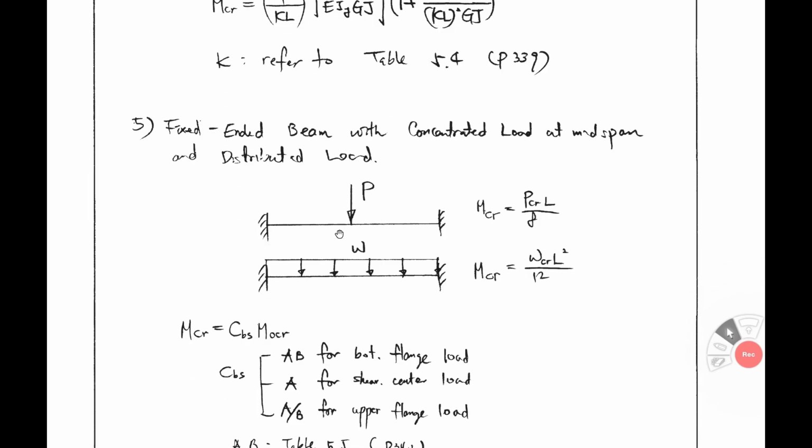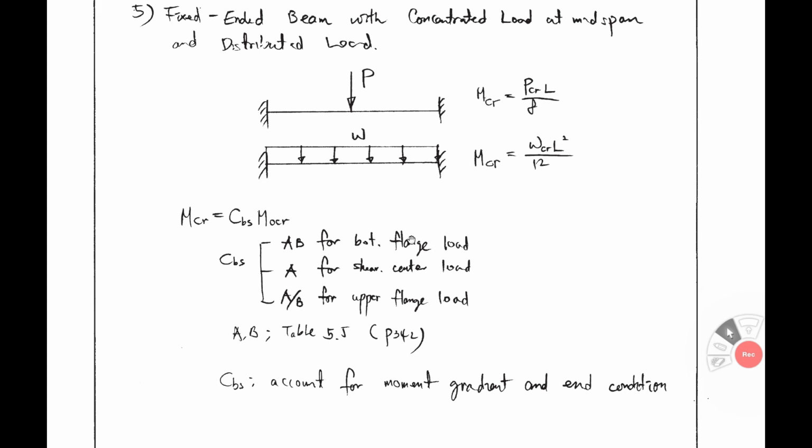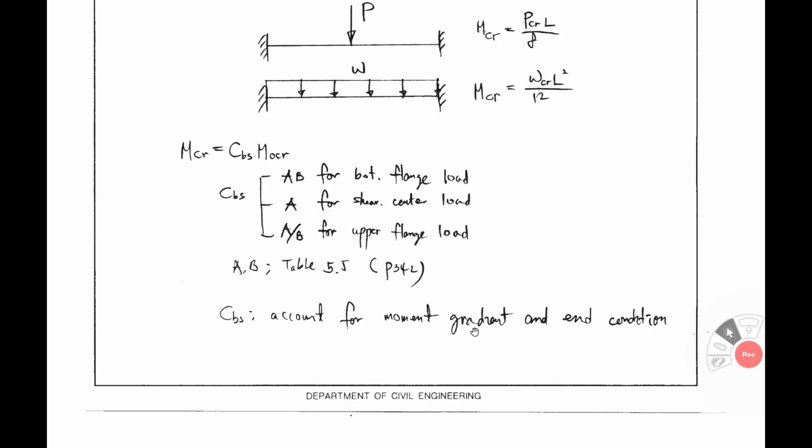How about the fixed end beam with concentric load and distributed load? MCR equal PCR L over 8. MCR equal omega L square over 12, right? Here, CBS can be calculated as A times B for bottom flange load, A for shear center load, A divided by B for upper flange load. So A and B can be obtained by table 5.5. So CBS considers the boundary condition as well as the moment shape, moment gradient. By the way, A and B can be obtained by table 5.5.